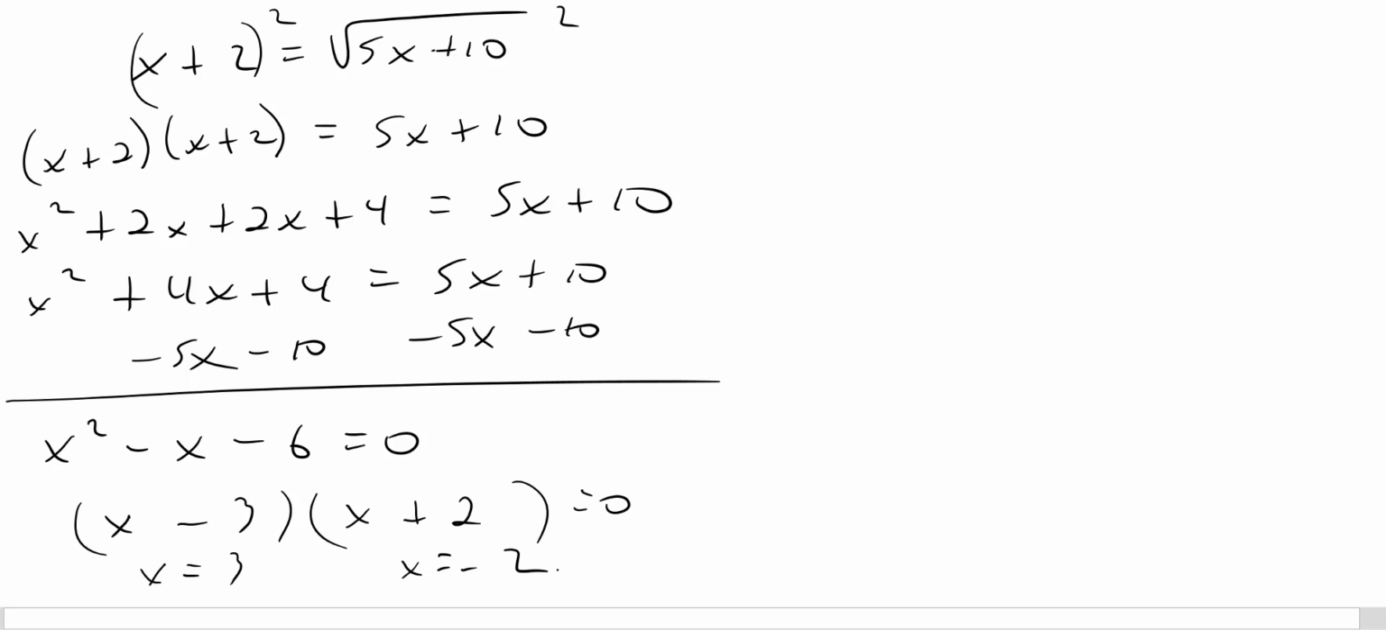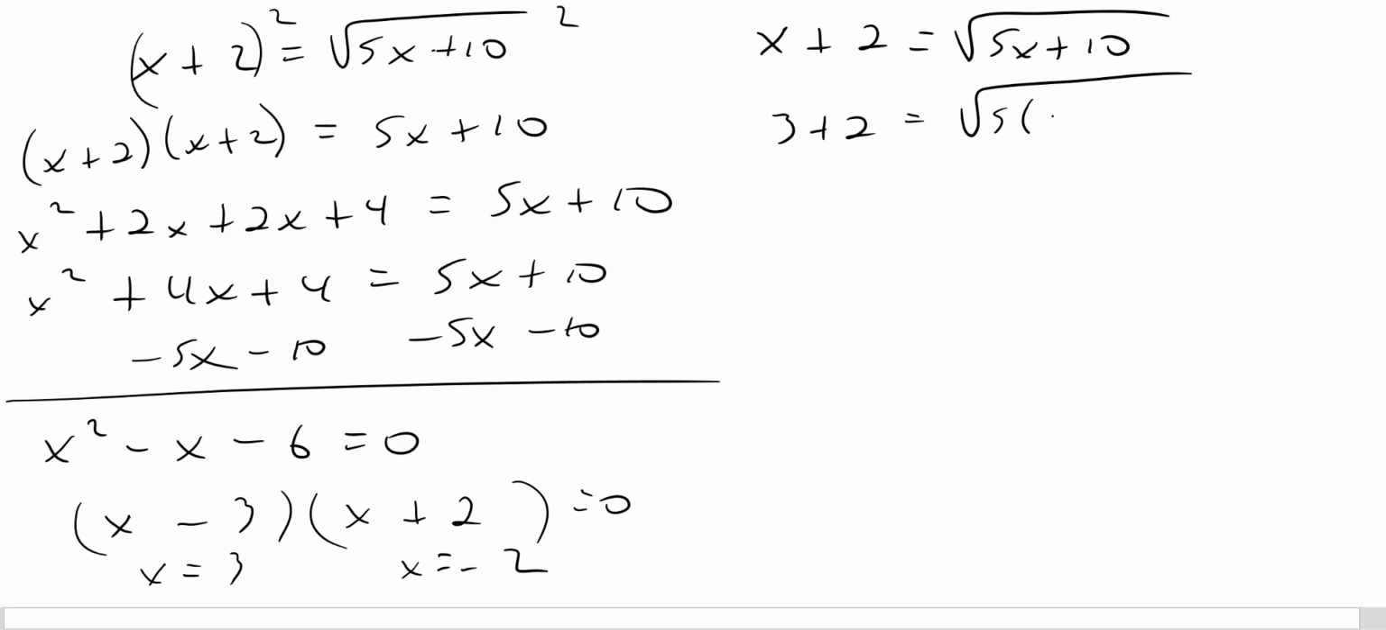And you take those answers and you plug them back into the original problem. So the original problem looked like this: x plus 2 is equal to the square root of 5x plus 10. So if I put a 3 in there, I get 3 plus 2, and then I put a 3 in there, 5 times 3 plus 10. So 3 plus 2 is 5. 15 plus 10 is 25. So 5 equals 5. So 3 is good.